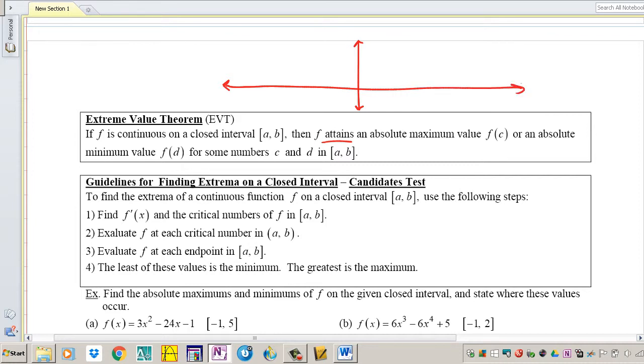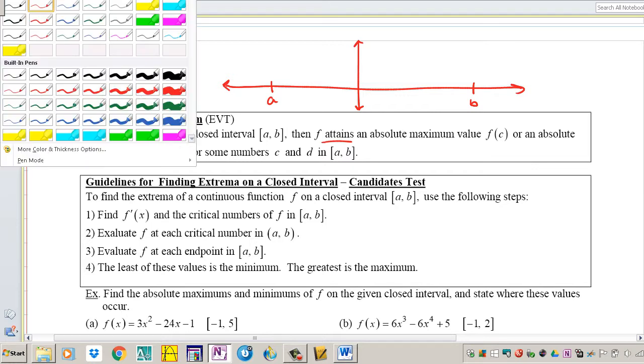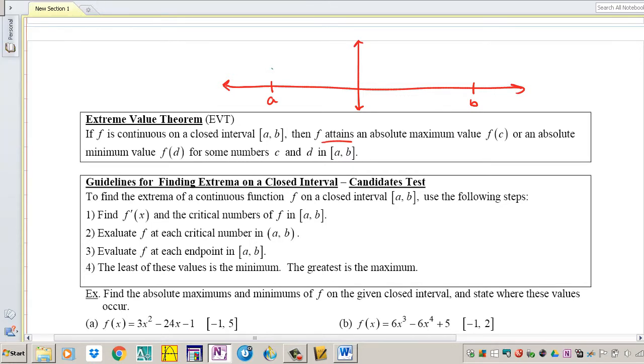So it says here, if f is continuous from A to B, so I'm gonna say that that's my A, that's my B, and the next part says then f attains. Notice that it says f attains. It didn't say that it might attain or it could attain. It says that there will be a maximum and a minimum value. So let me go ahead and draw a picture. So I'm going to say that this is my point for A and that's my point for B. So I'm going to say that that's f of A and that's f of B.